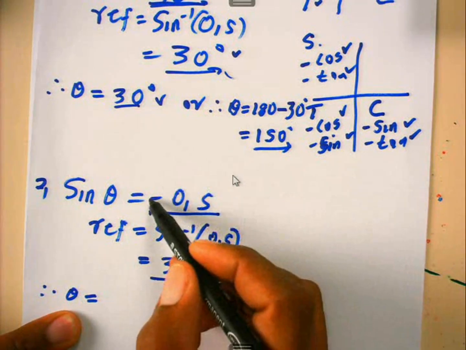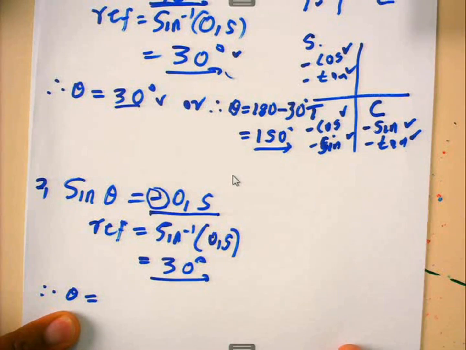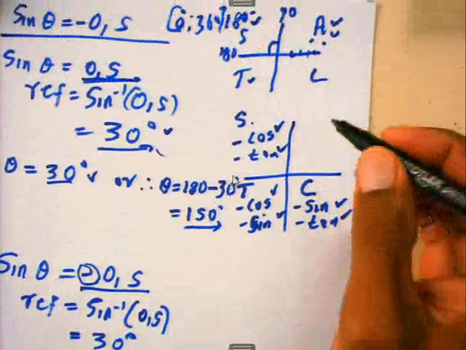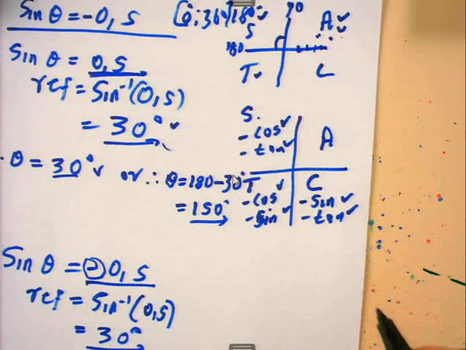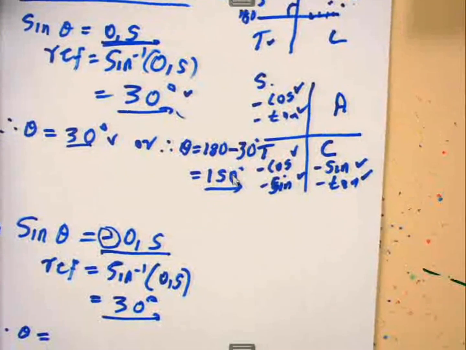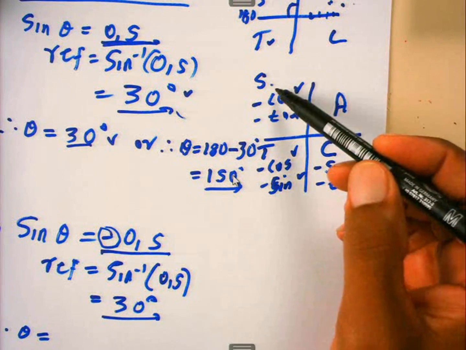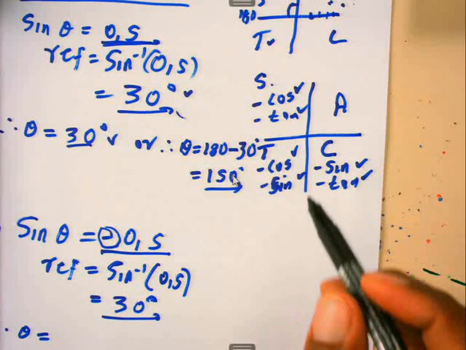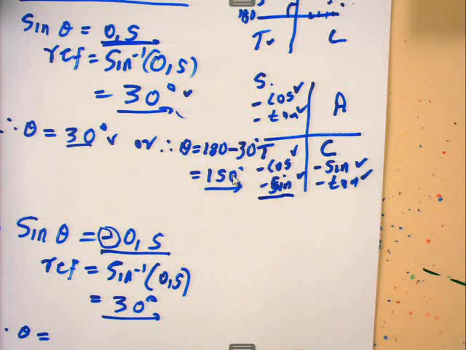Of course, the ratio here is negative. We have negative 0,5. Right, now we go back to the CAST diagram to say, okay, in which quadrant is sine negative? Now, of course, we can see in the first quadrant sine is positive and in the second quadrant also sine is positive, right? Now, in the third quadrant, you remember, we have a negative sign there. It means sine is negative in the third quadrant.